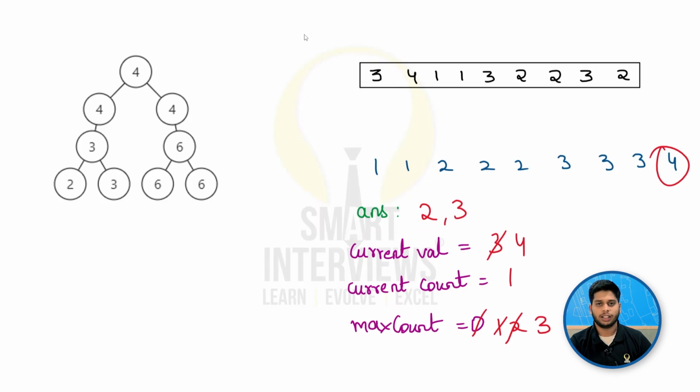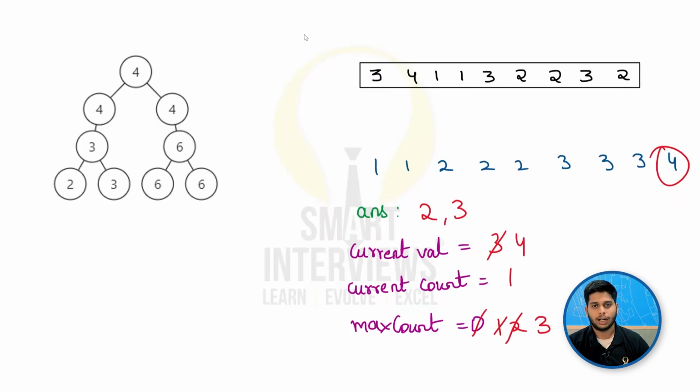Now, let us try to understand if we can apply the same thing on the binary search tree. So in order for the binary search tree to have sorted elements, which traversal will help us to have the elements in a sorted manner? Right. In-order traversal will help us to have the elements in a sorted manner.